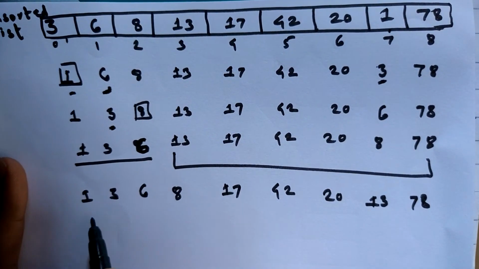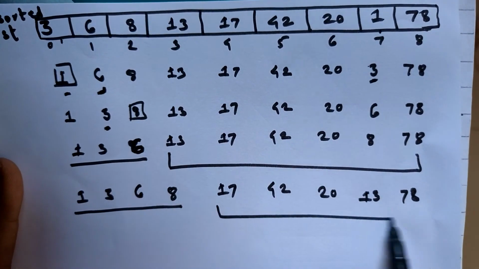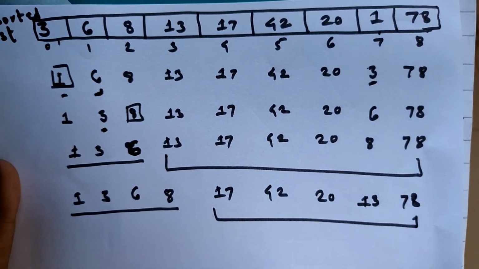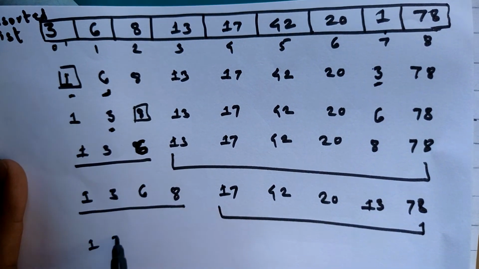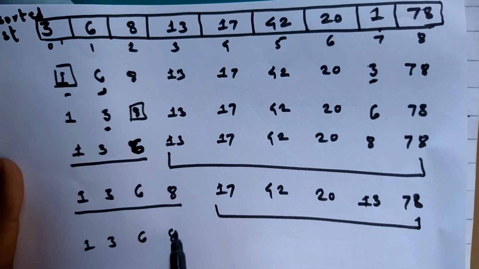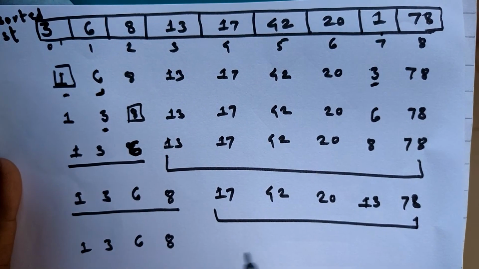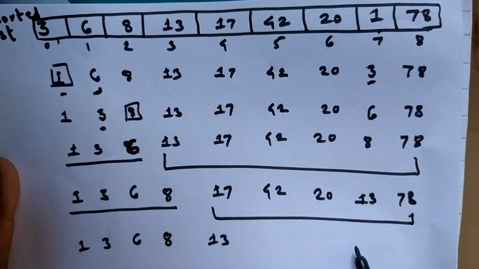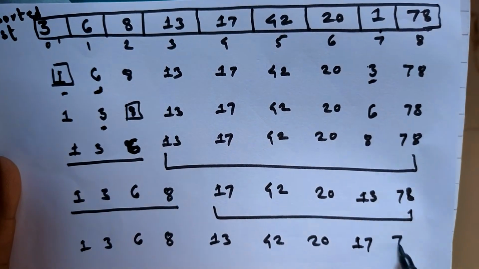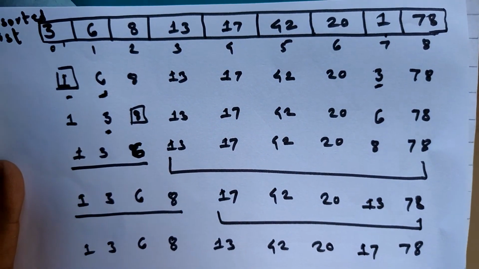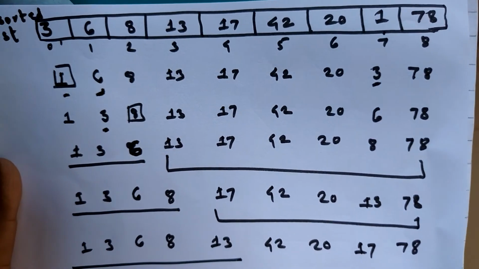Okay, how much of the list is processed? This much. How much is pending? This much. First element 17, smallest element 13. Just write down this sorted list and the unsorted list. 13 will come here, 17 will come here, and 42, 20 and 78 will remain as they are. This much is sorted now.